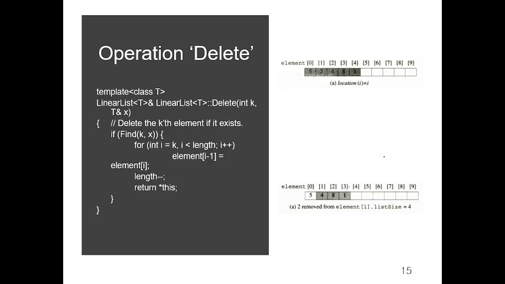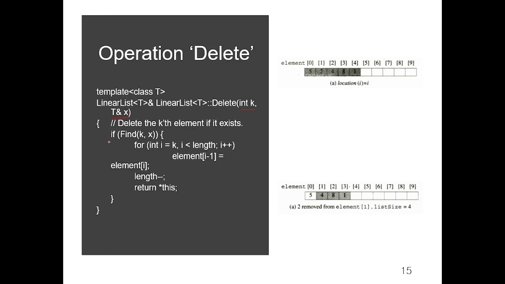Now this is the delete operation. You need to understand it. This is slightly complicated, in the sense that you have to move data around after you delete something. Now how do you carry out deletion? Delete states that delete the element at position k and return it in this particular variable x. So delete the kth element if it exists.